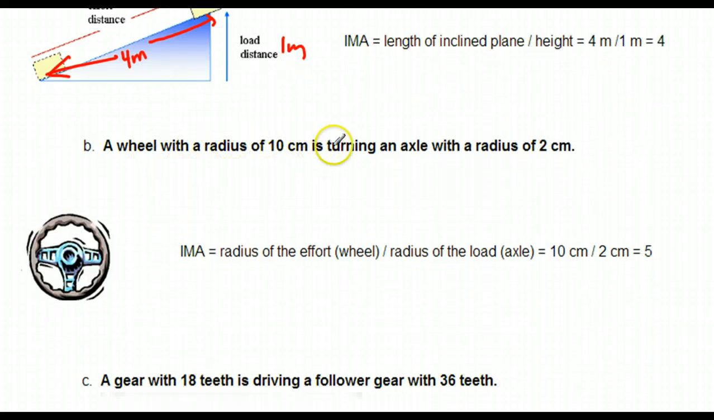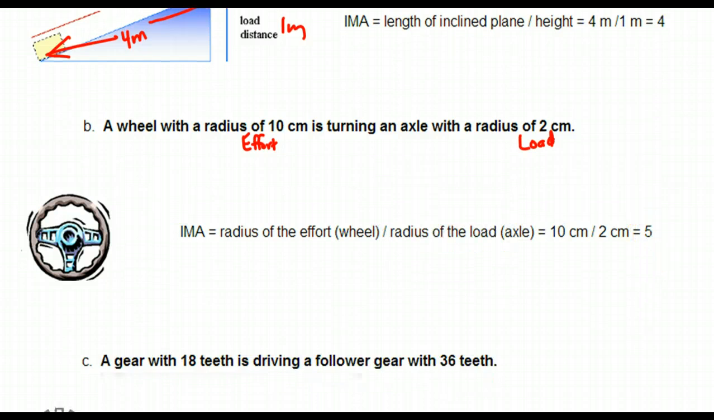A wheel with a radius of 10 centimeters is turning an axle with a radius of 2. Remember the wheel is first, that's our effort. This is our load. So we end up with 10 divided by 2, and we end up with an IMA of 5.